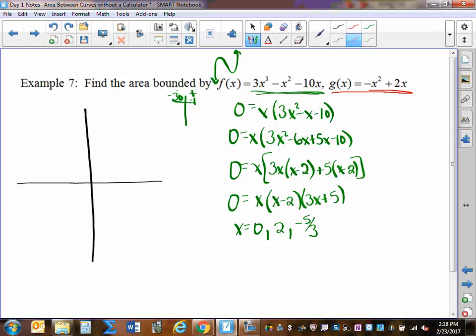If I look at this function, this is a parabola, but notice we have that negative in front, so it's going to be an upside down parabola. But again, you're going to want to find your zeros, your x-intercepts, so go ahead and set it equal to 0, solve, and see what you get. And then I want you to go ahead and sketch these to the best of your abilities.